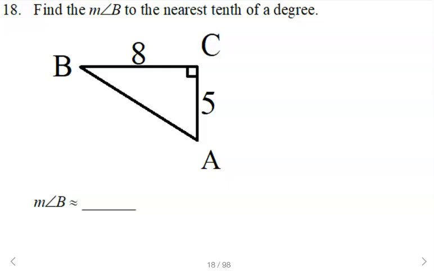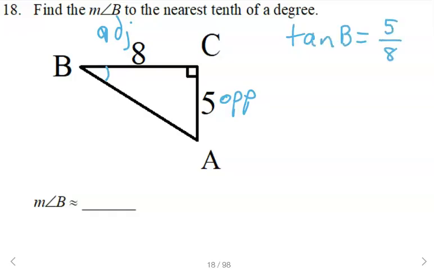All right, we're looking for the measure of angle B here. We have the opposite side, we have the adjacent side, and so we'll use tangent. So tangent of angle B is equal to 5/8. If we're looking for the angle and we have the tangent, we'll do the inverse tangent. So we'll go to our calculator.